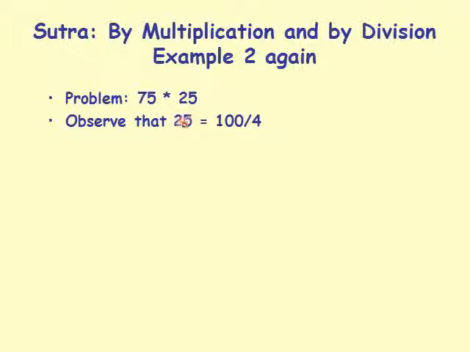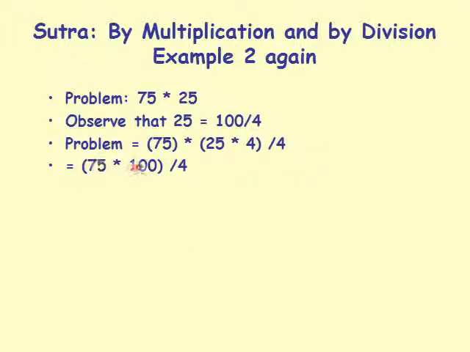Observe that 25 is equal to 100 divided by 4, which means we have to achieve 100 divided by 4. We multiply 25 by 4 to get 100. And for the integrity of the equation, we divide by 4. So the problem is 75 times 25 times 4 divided by 4. This is by multiplication and division.